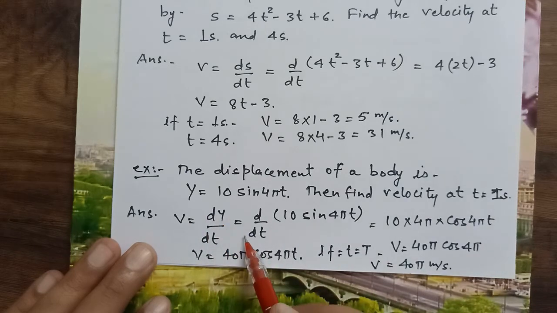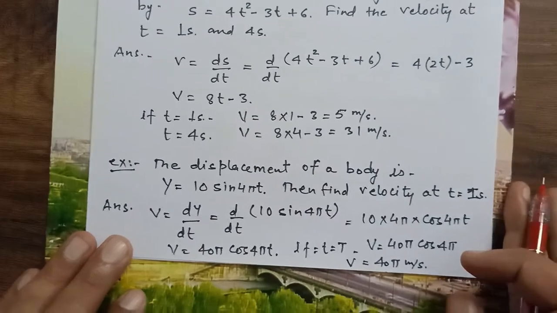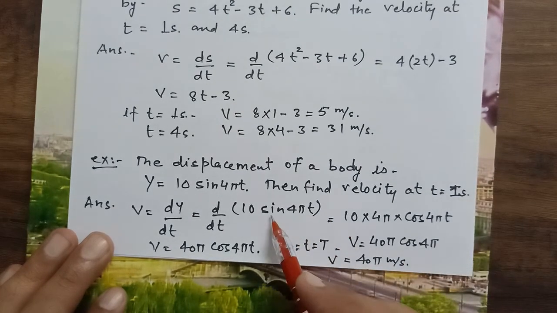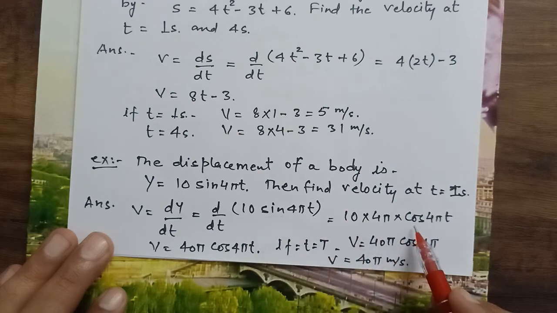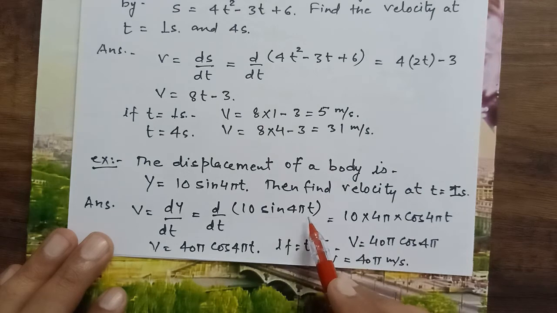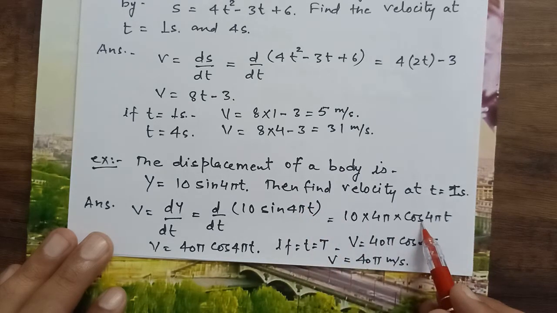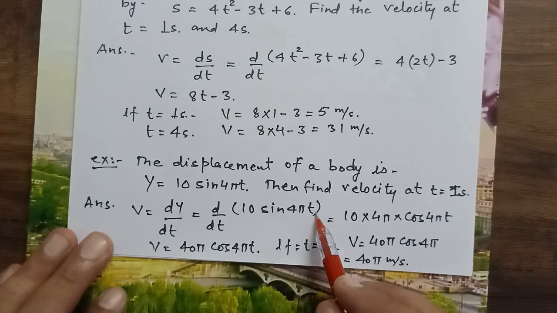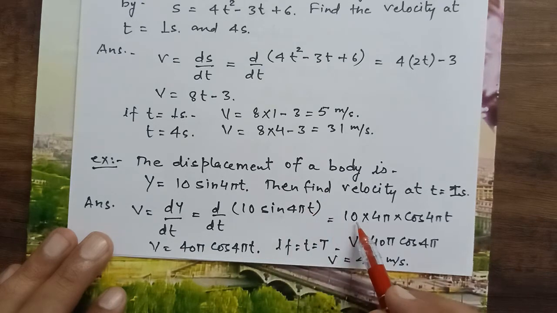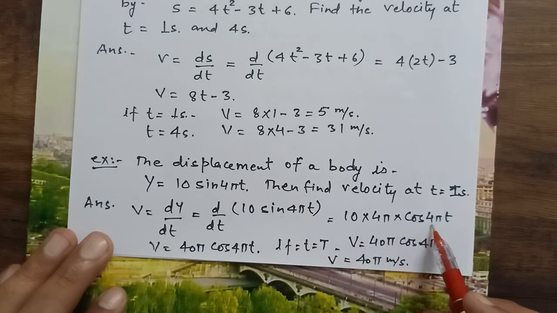v is dy by dt, so the differentiation of this is 10 times the differentiation of sine, which is cos. The angle value will never change, so sin 4 pi t becomes cos 4 pi t. The sub-function is 4 pi t, which we differentiate and multiply with the remaining. 4 pi t is differentiated as 4 pi, since dt by dt is 1. So 4 pi into 10 gives 40 pi cos 4 pi t.